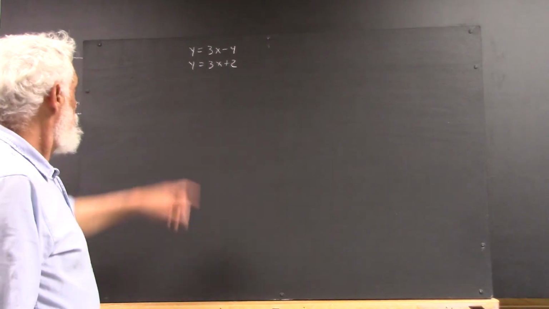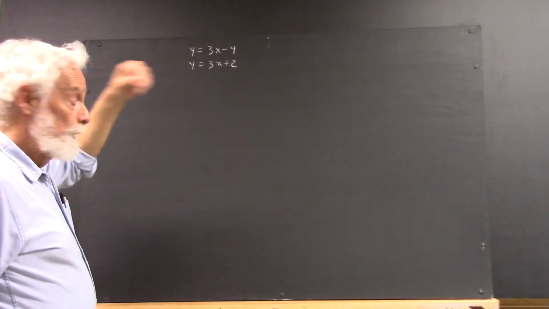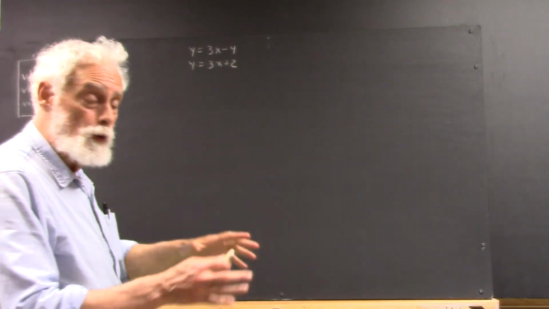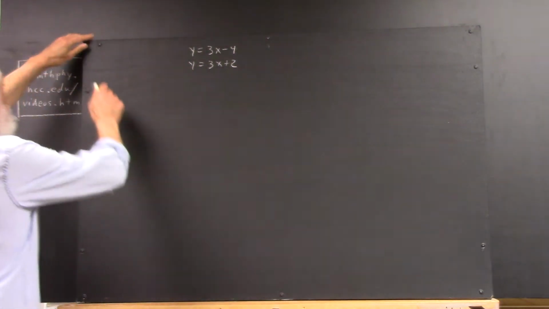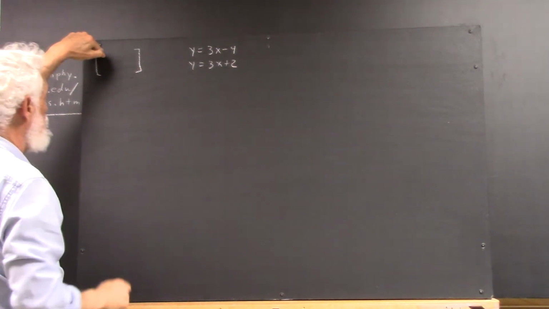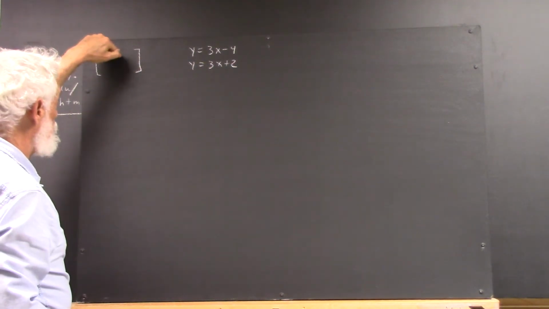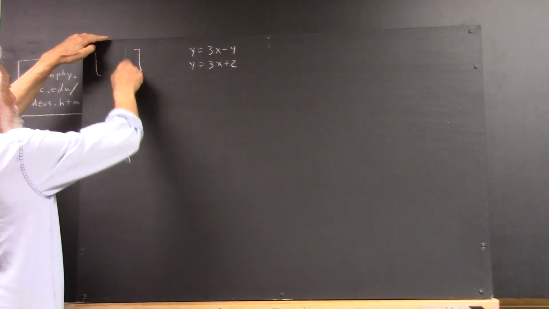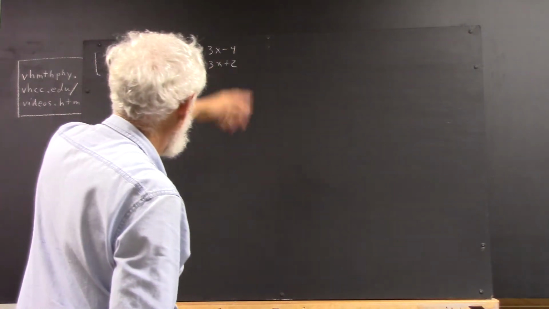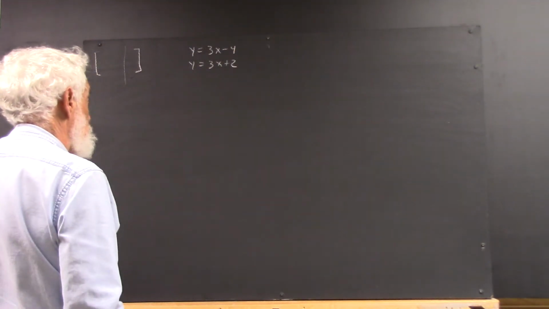Okay. We had the system y equals 3x minus 4, y equals 3x plus 2. Now to put this into the form in which we can write this system as a matrix, we want to have our x coefficient here, y coefficient here, and a line here, and just a number to the right of the equal sign. So we're going to rearrange this system just a little bit.